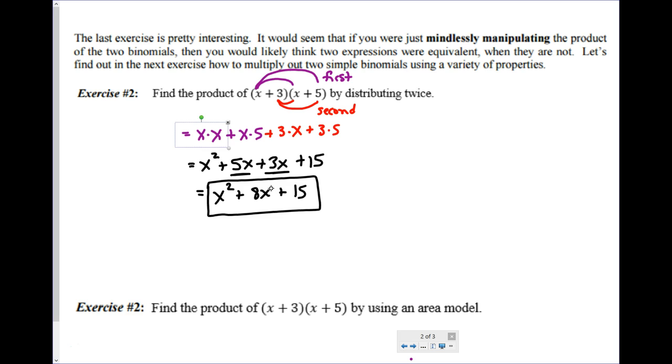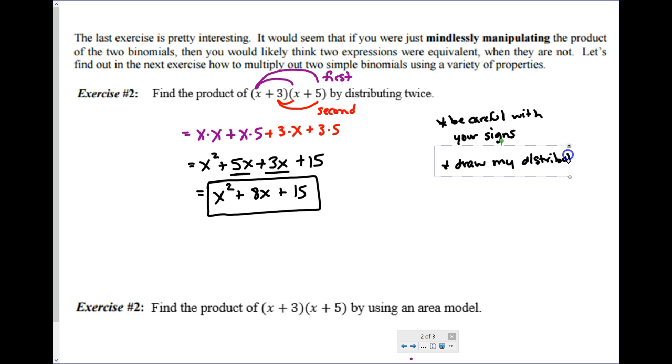A couple things you have to think about here. 1, be careful with your signs. Now, we only had addition in this problem, so we don't have to watch out for that. But in the future, when you have negative symbols, you have to be really, really careful with this. I always draw my distribution lines. See how I drew the first and then I did the second? That really helps me remember what all I'm distributing.